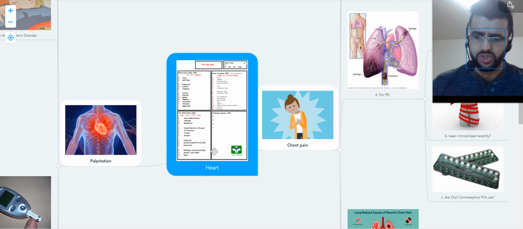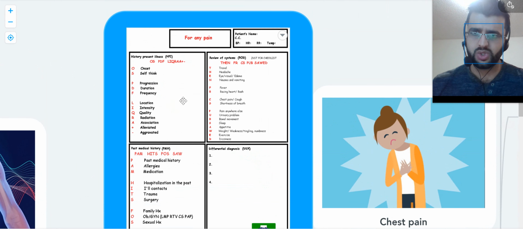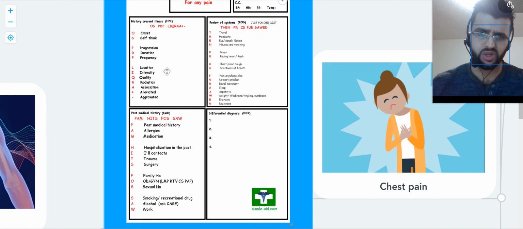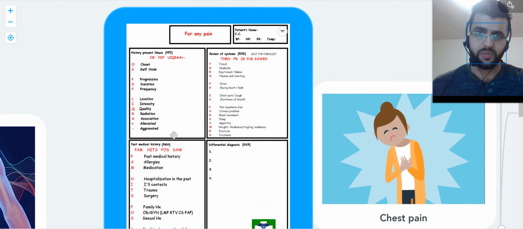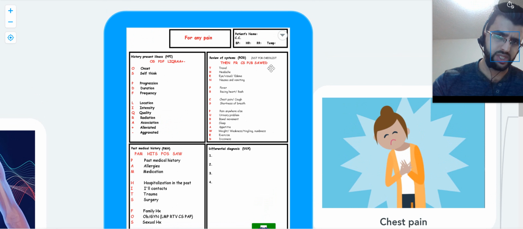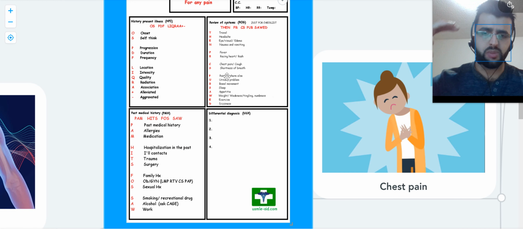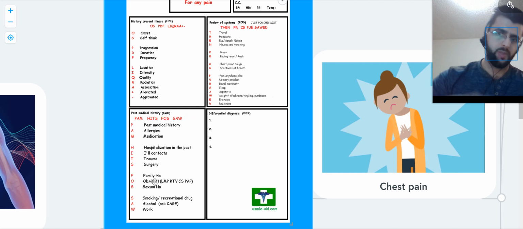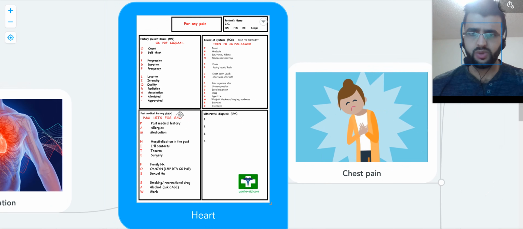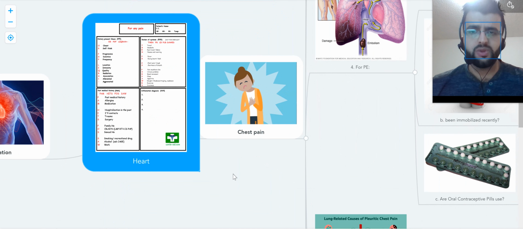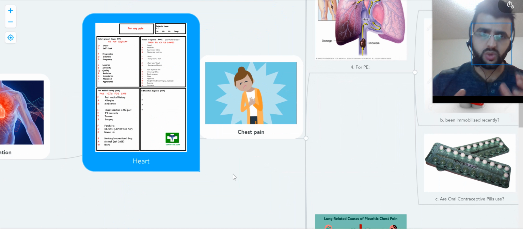So we should always remember our basics, which is the OPQRSTIA for the history of present illness, PMH, FH, SH for the past medical history, and review of systems. So this one we keep in the back of our brain. You can see I have a separate video on just this diagram. You can go and review it. But now we will talk about the differential diagnosis and the important questions for each differential.